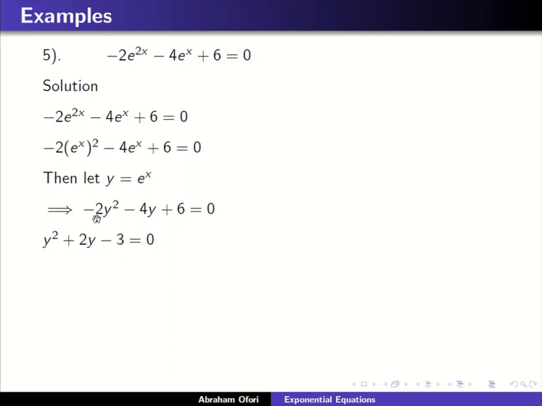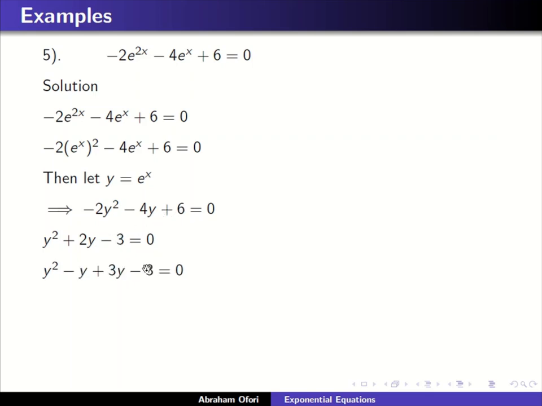So if I divide here by negative 2, I get y squared. This by negative 2, I get 2, because negative will cancel negative, then 2 goes into 4 twice. The negative 2 goes into this 3, but you have a negative, so it becomes negative 3.